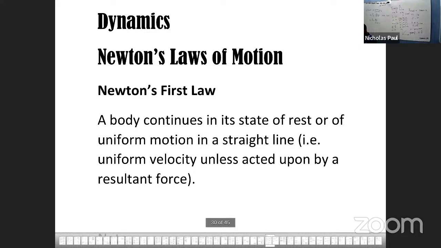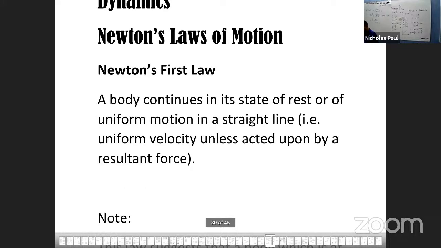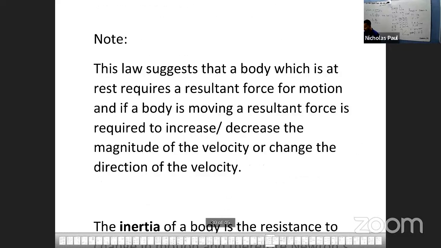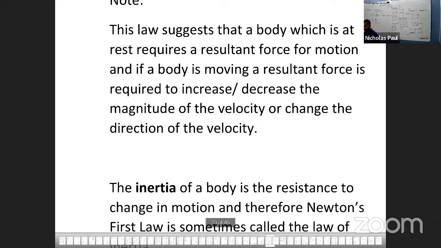A body continues in a state of rest or of uniform motion in a straight line, that is uniform velocity, unless acted upon by a resultant force. This law suggests that a body which is at rest requires a resultant force for motion, and if the body is moving, a resultant force is required to increase or decrease the magnitude of the velocity. All this we know already, right?